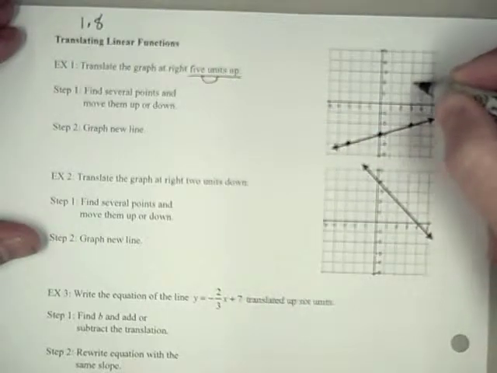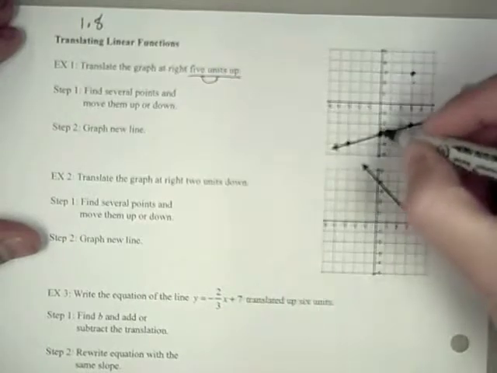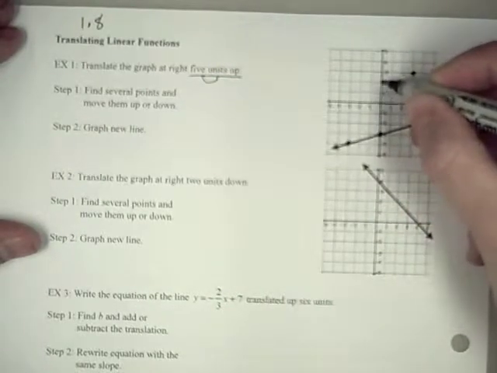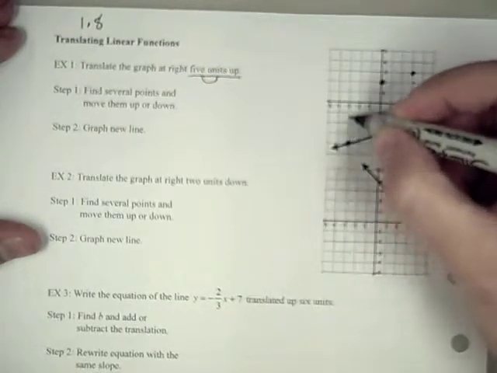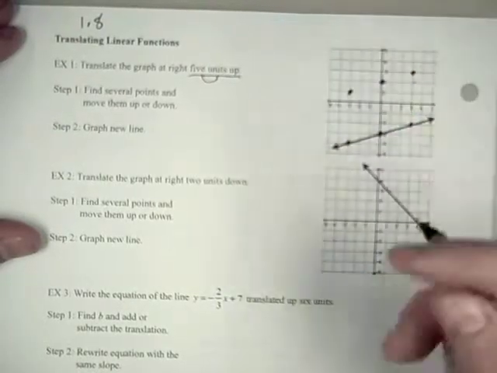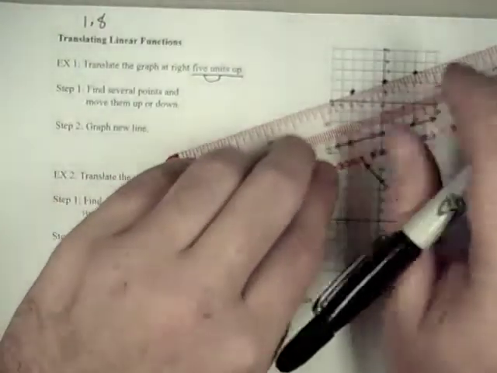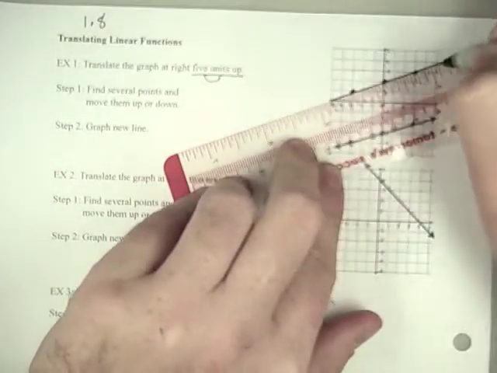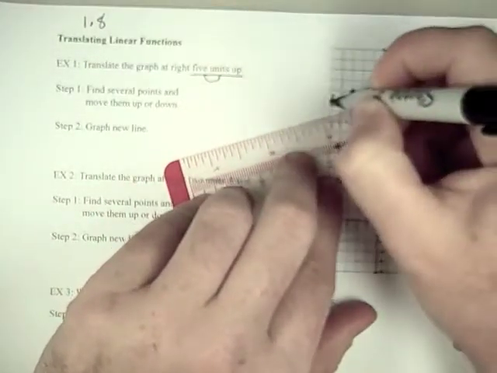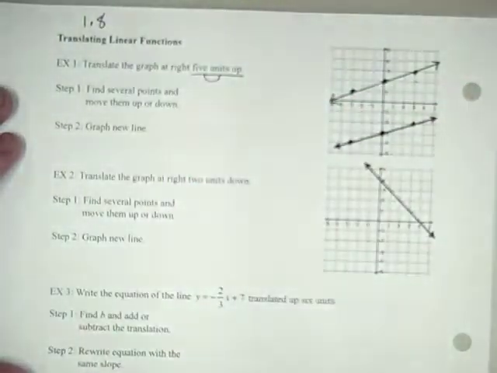1, 2, 3, 4, 5. Each point is moved 5 units up, and we graph our new line. Just like that.